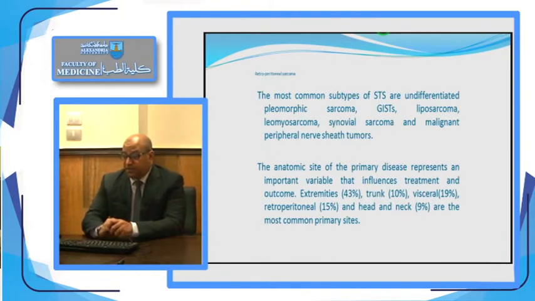The most common subtypes of soft tissue sarcomas in general, in any site of the body, are undifferentiated pleomorphic sarcoma, gastrointestinal stromal tumors, liposarcoma, leiomyosarcoma, synovial sarcoma, and malignant peripheral nerve sheath tumors. The anatomic site of the primary disease is an important variable that influences the treatment and outcome, as extremities represent 43% of cases, trunk 10%, visceral sarcomas 19%, retroperitoneal 15%, and head and neck 9% of cases.